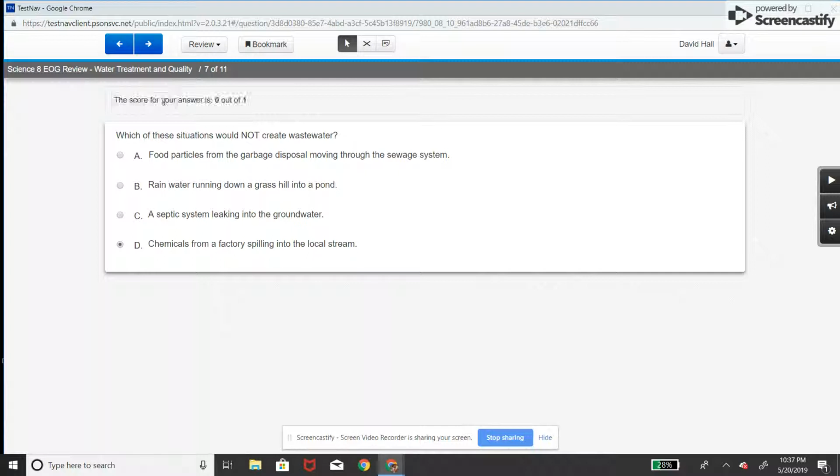This one looks like an answer that's not good. This answer is not good. This answer is correct. So this is not wastewater. This is runoff. This becomes wastewater through the sewage system. This septic system leaking into the groundwater, that becomes wastewater. Chemicals from a factory spilling into a stream, that's wastewater. This is just runoff. That's all that is.